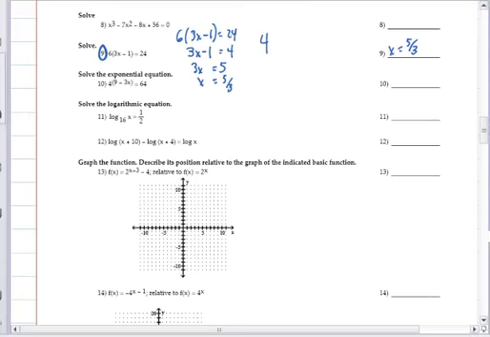Solve the exponential equation. We have number 10: 4 to the 9 minus 3x equals 64. Switch everything to base 4, so I don't have to do anything to the left side, but I do have to change the right to 4 raised to the third. Now I just set the exponents equal.